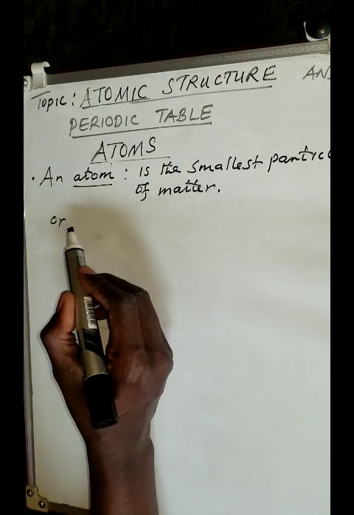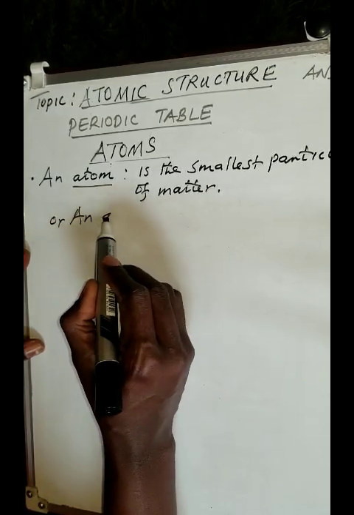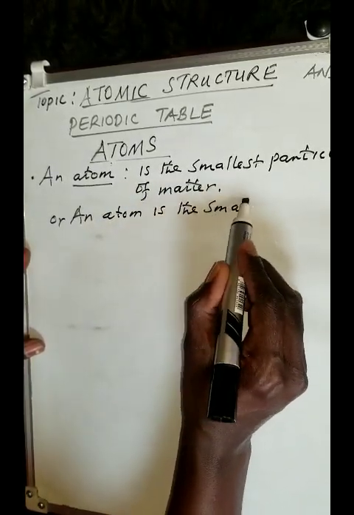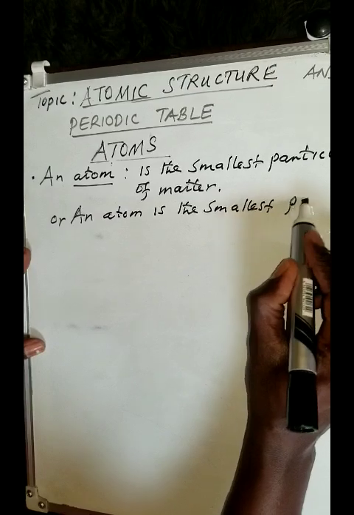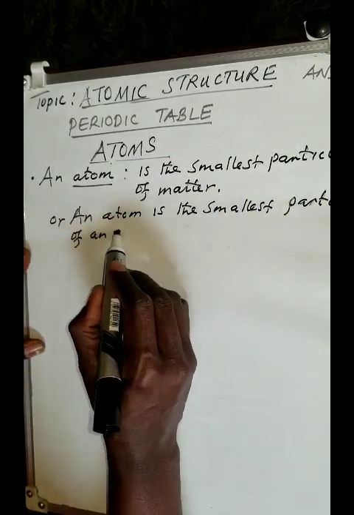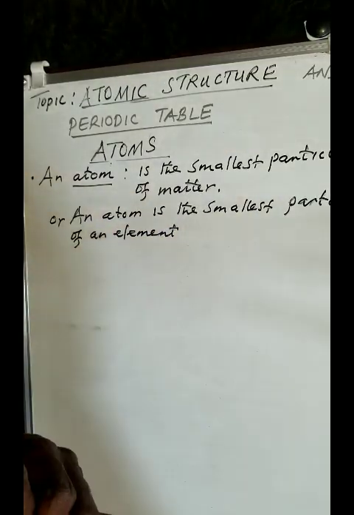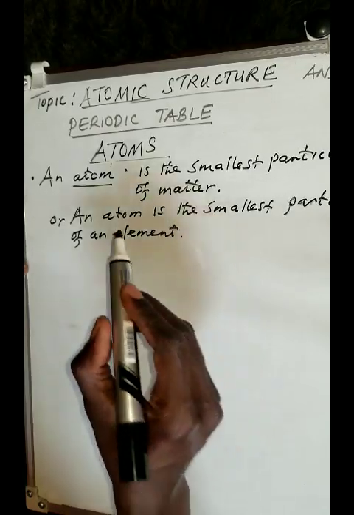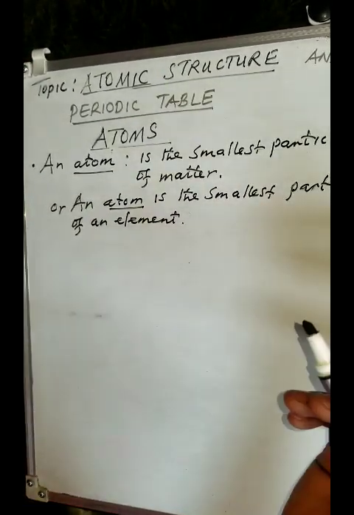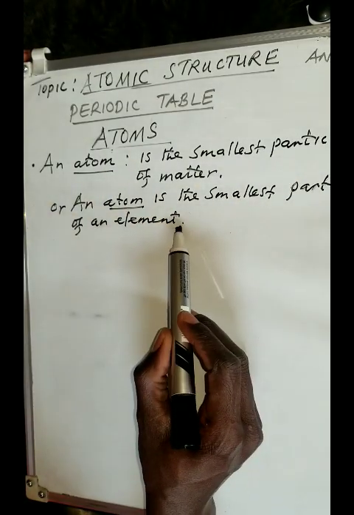Or alternatively, some books may actually define an atom and simply say that an atom is the smallest particle. They can say it is the smallest particle of an element. Of course, as the smallest particle of an element, it can actually take part in a chemical reaction, and that is what we simply call an atom. Now, you can think of an atom as a full stop at the end of our sentence.